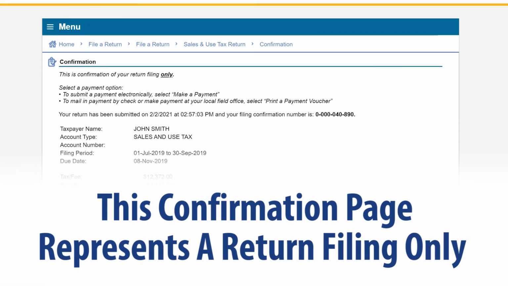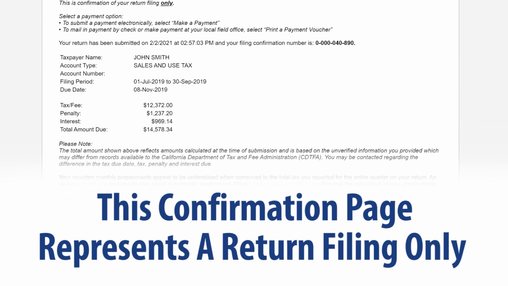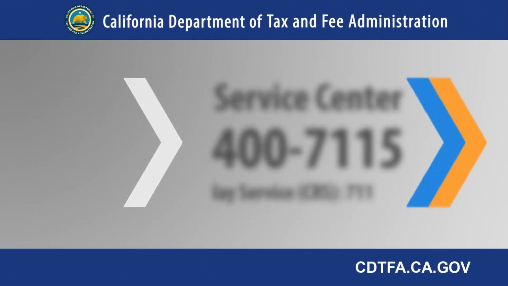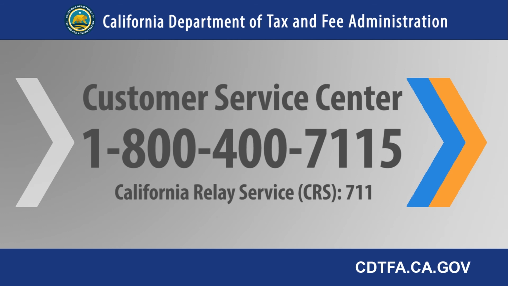This confirmation page represents your return filing only. To make an electronic payment, click on the Make a Payment button. To print your submitted return, click on the Print Return button. If you still have questions, please call our Customer Service Center at 1-800-400-7115, California Relay Service at 711.